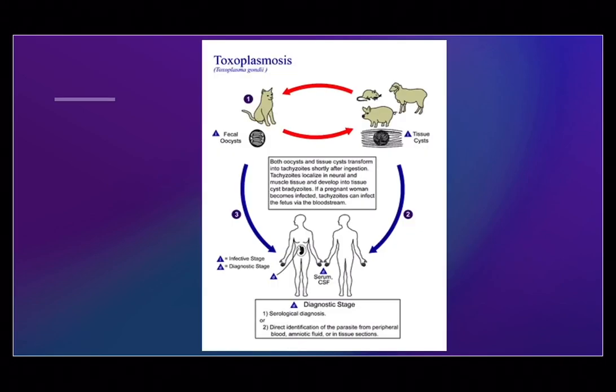As you can see here, fecal oocysts are transmitted to humans, or tissue cysts are transmitted to humans, and even fetus. Oocysts mostly come from cat feces. Tissue cysts come from animals.